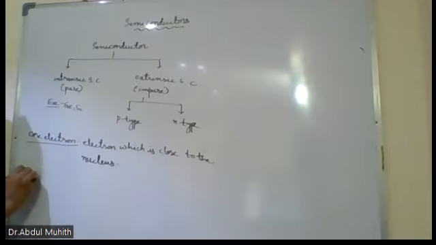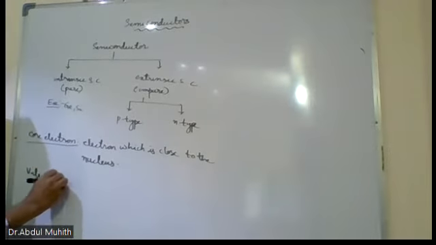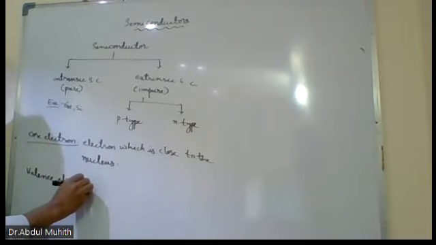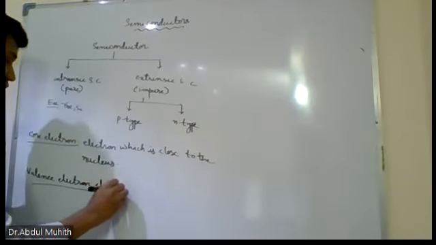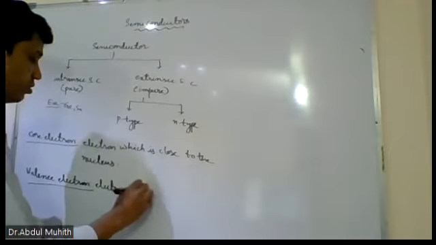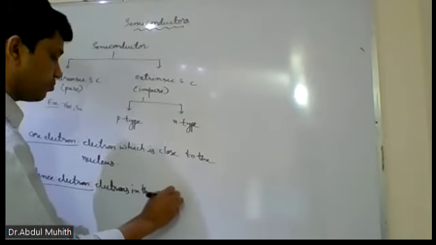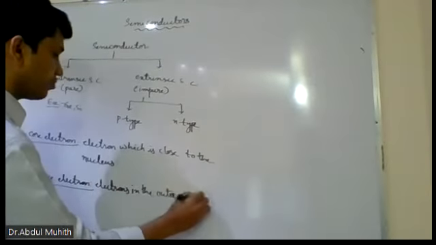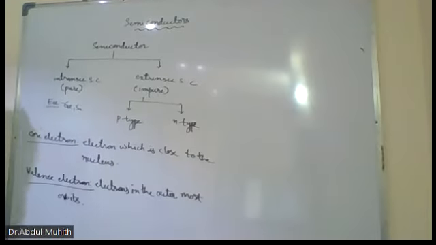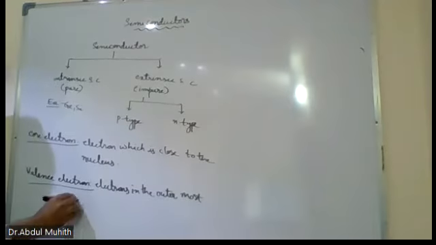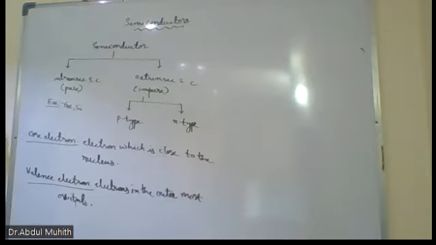What is a valence electron? Very good. Electrons in the outermost orbitals are known as valence electrons. Next we have bands.